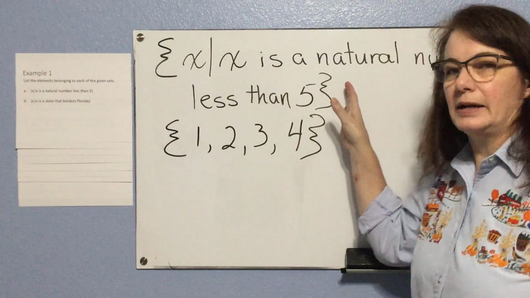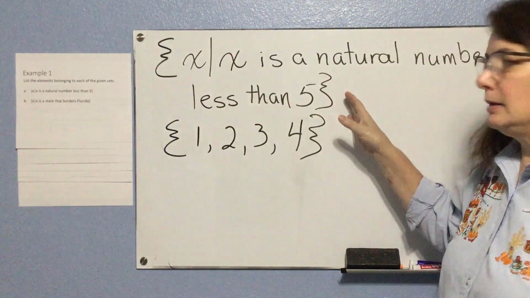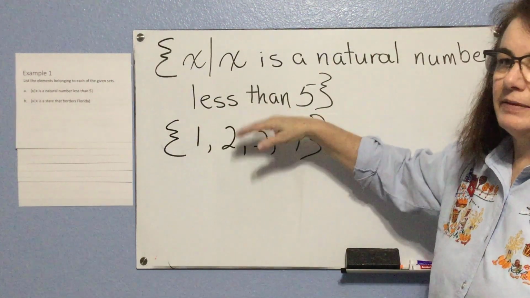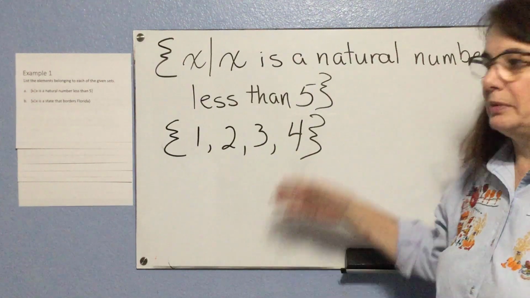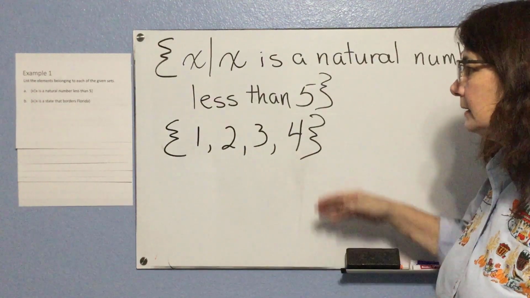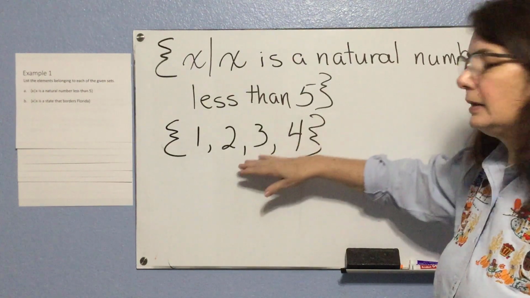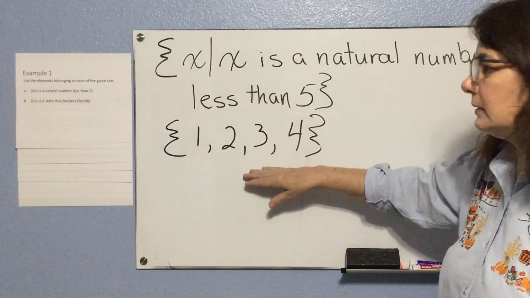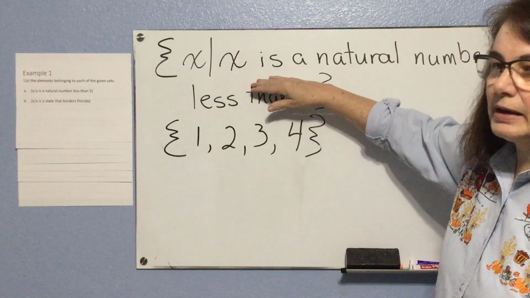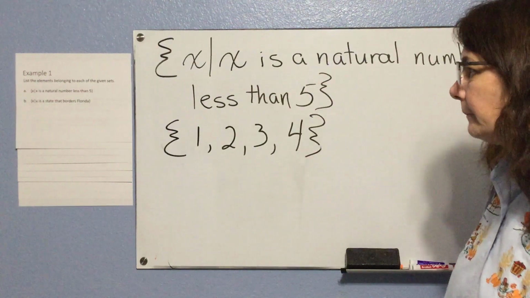Notice that 5 is not included in this set because it says less than 5. If we said less than or equal to, then we could include the 5. But for this description, this is our roster. This is our set builder notation.